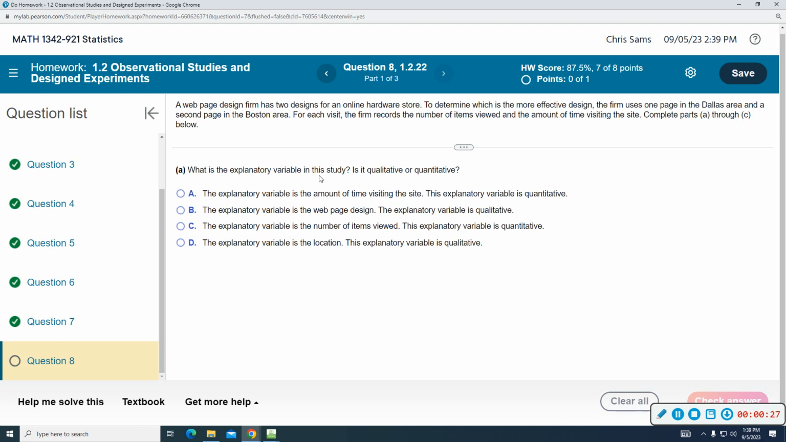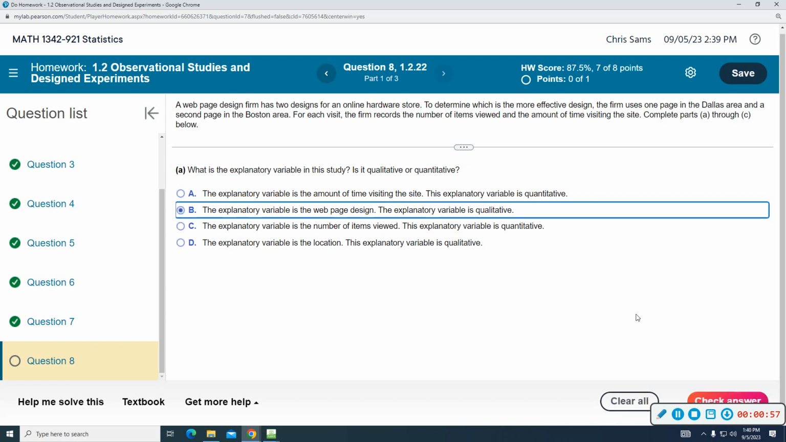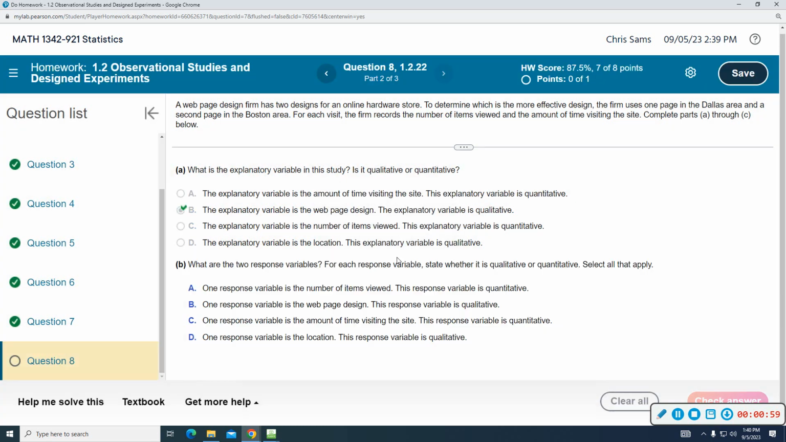So what is the explanatory variable? Is it qualitative or quantitative? So it says we made 2 design pages to determine which is more effective. So we want to know which one is more effective. So we're using 2 designs for an online hardware store. So the design is going to be the explanatory variable. The explanatory variable is the web design, is qualitative. So B looks to be the best choice there.